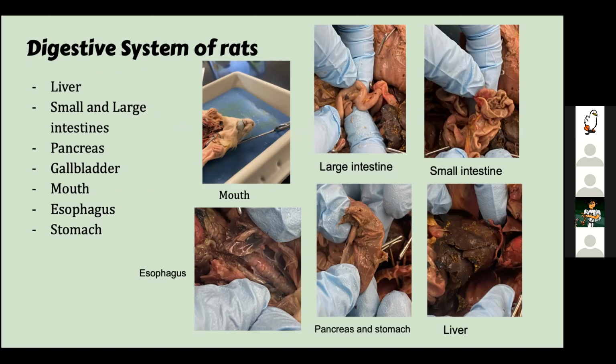As we look at the digestive system of rats, we can see that they have a liver, small and large intestine, pancreas, gallbladder, mouth, esophagus, and stomach. All of these can be seen from the pictures listed on the slides.